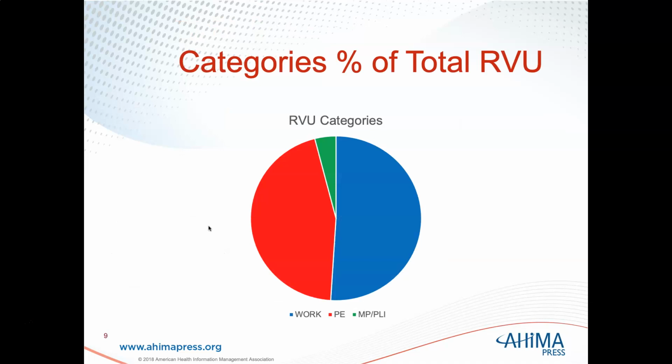So, category percentage of total RVU. The biggest RVU is actually work, followed by practice expenses, and the smallest slice of the pie is medical malpractice insurance, or that professional liability insurance.